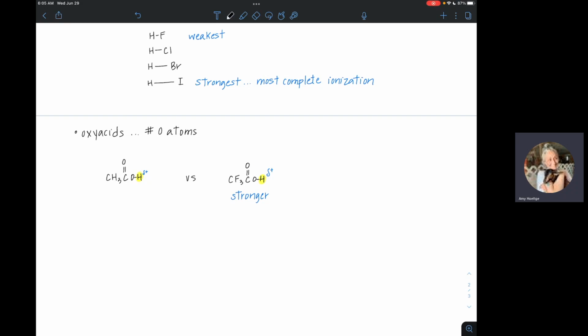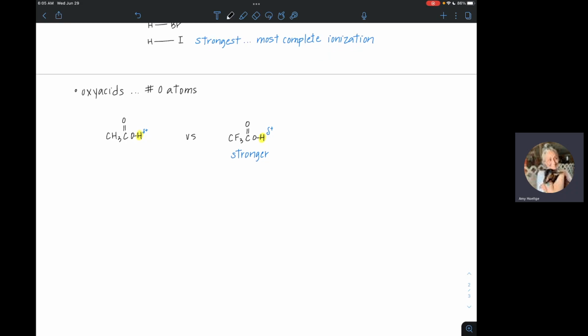And so trifluoroacetic acid will end up being the stronger acid. We have a stronger or a greater partial positive charge on the acidic hydrogen. It's easier to remove, or it's more likely to dissociate completely or more completely.